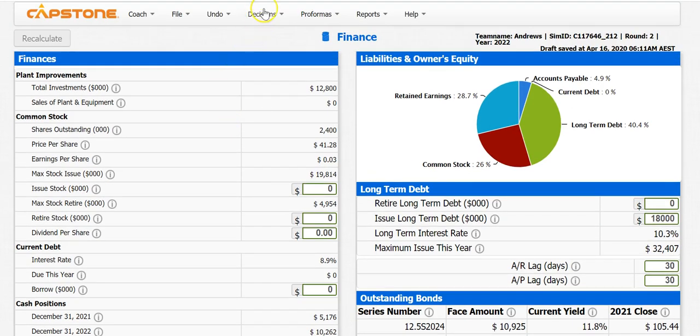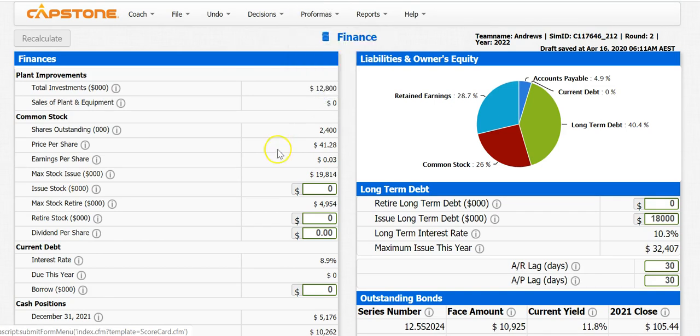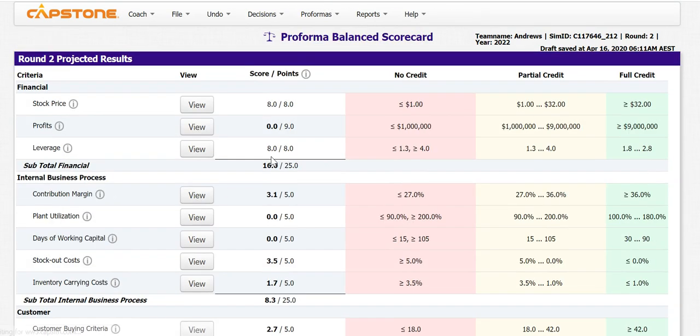And let's go and have a look what happens to leverage. We go to Proformas, we go to Balance Scorecard, and I'm 8 out of 8 with leverage. Perfect. So what I did was I just balanced the ratio between how I'm financing my company. So I've got an even balance between long-term debt and equity. Shareholders don't like seeing you borrow to pay off your debt using equity, using your shares and your cash. They like to see a nice balance between the two of them, and I've got that.